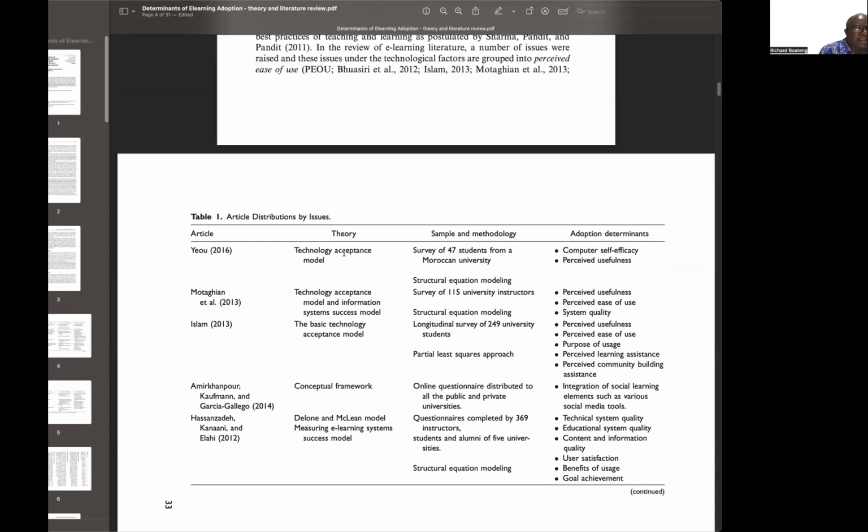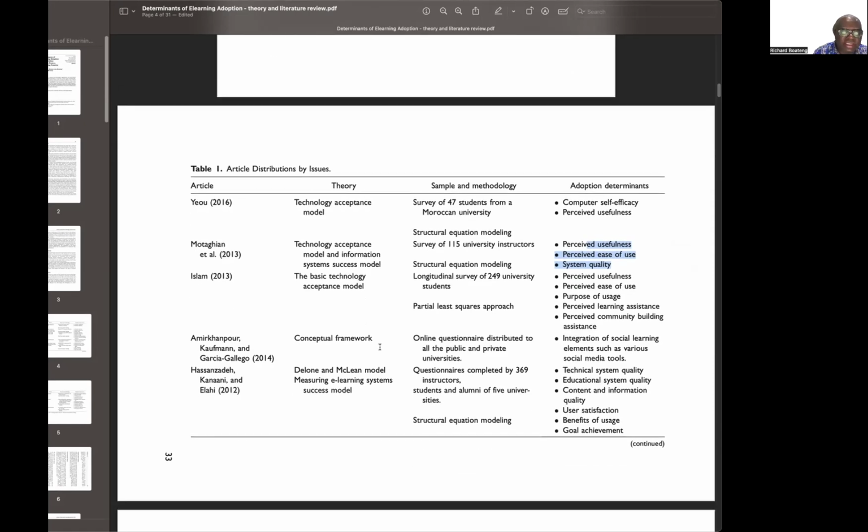Then there's another one, Motagian et al., using the technology acceptance model and the information system success model. The success model of information systems is another model that talks about certain dimensions of information systems, for example system quality and the net benefits you gain from the system, and other dimensions. So they used it for the study and came up with perceived usefulness, perceived ease of use, and system quality as tending to matter when you are looking into e-learning within the higher educational environment, through the lens of the technology acceptance model.